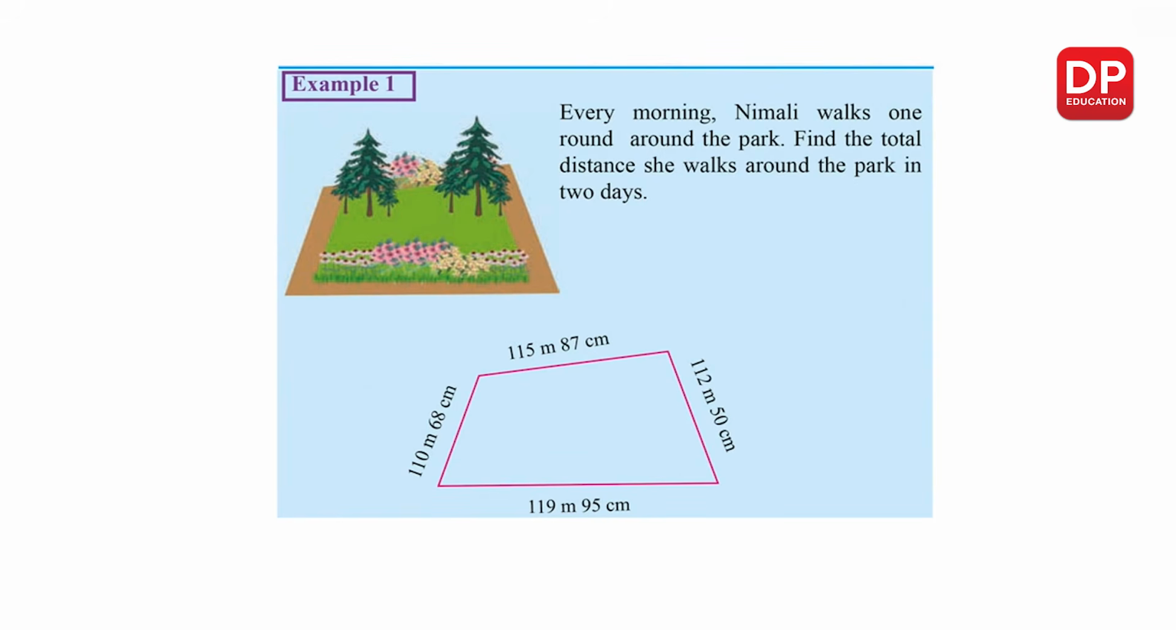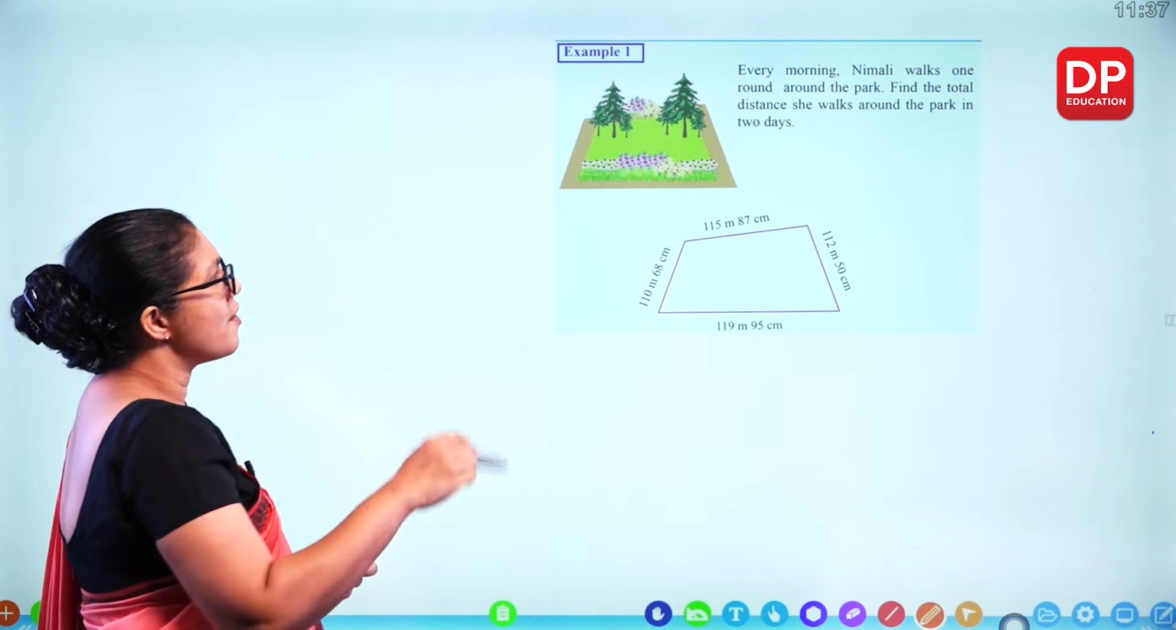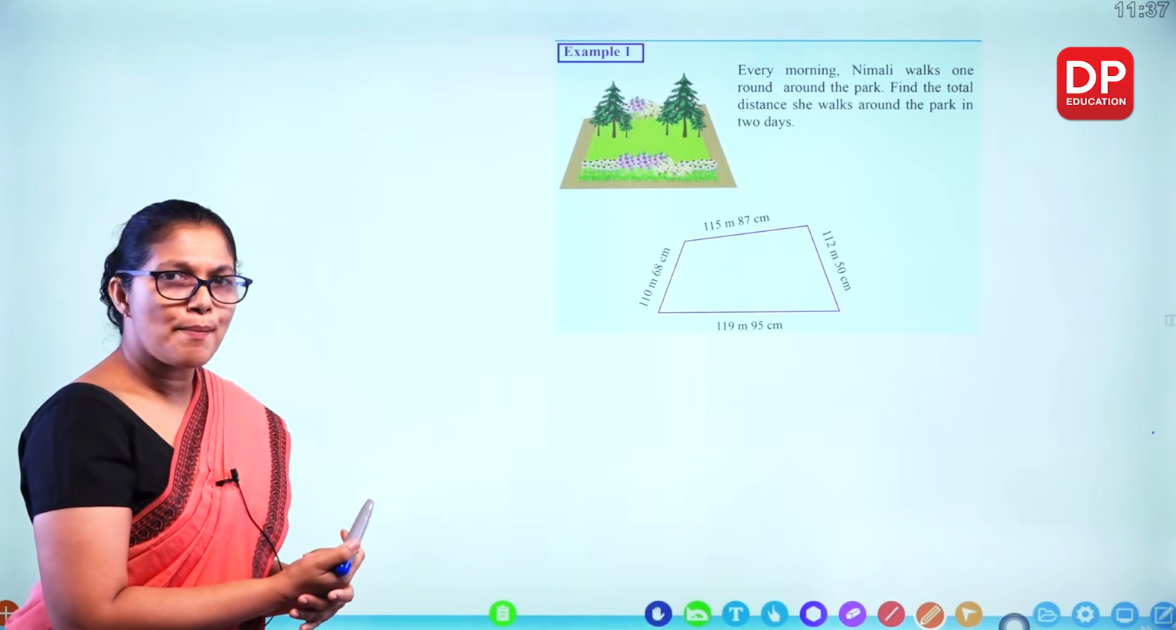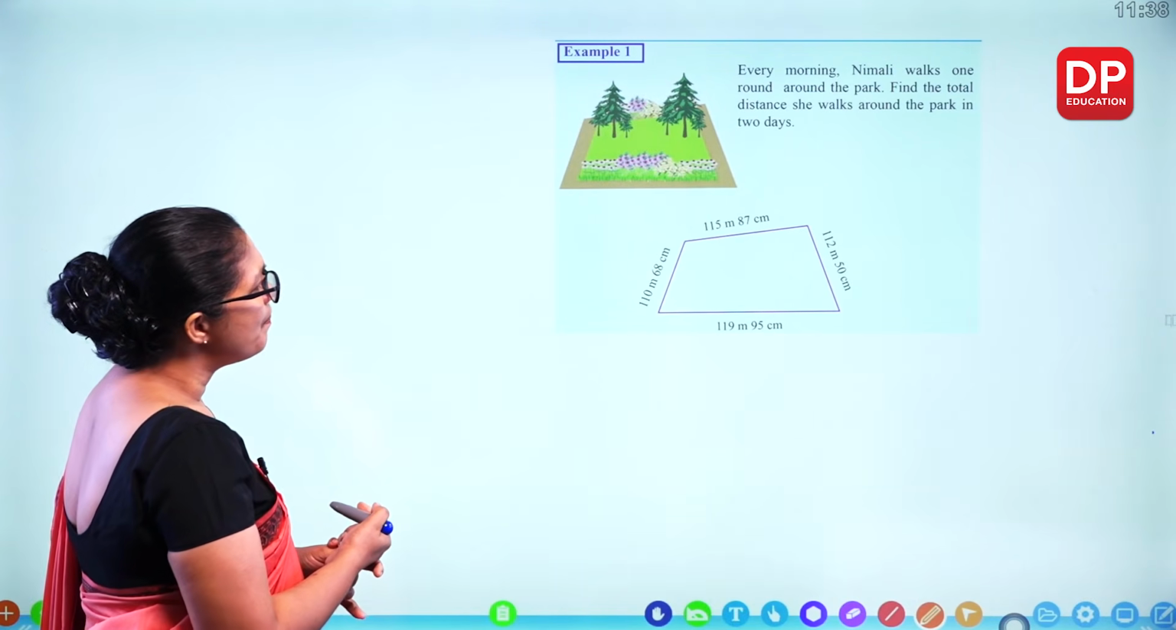Example number 1. Every morning, Nimali walks 1 round around the park. Find the total distance she walks around the park in 2 days. So she walks only 1 round. 2 days means you have to multiply by 2. So what's the perimeter?